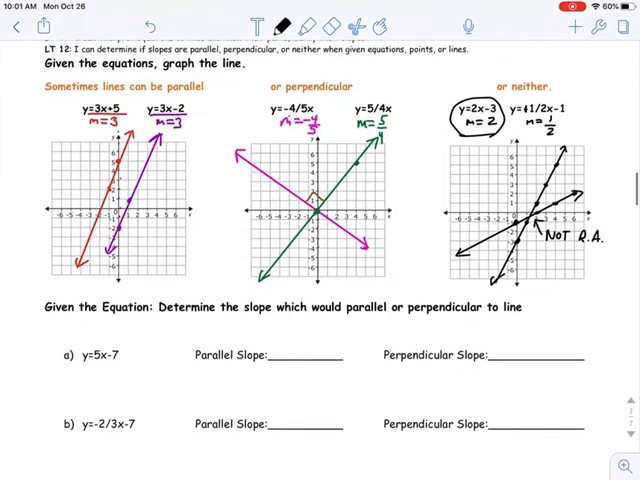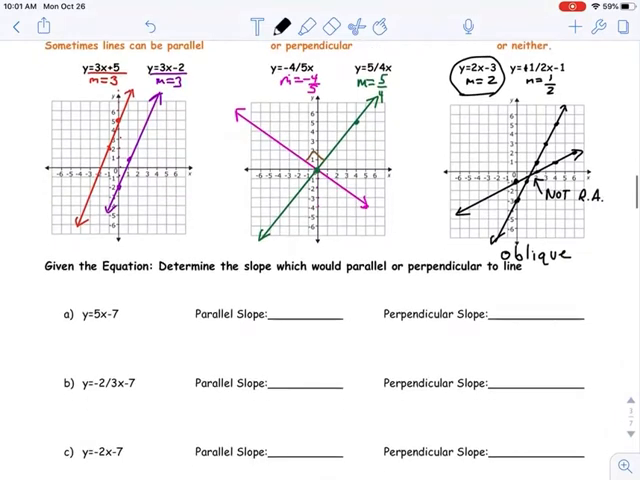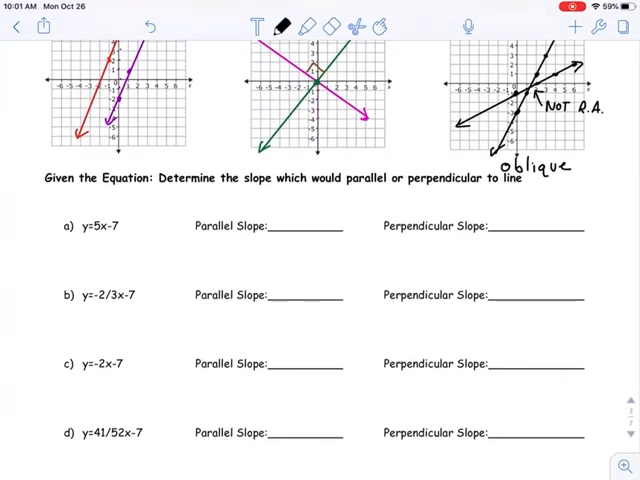All right, so there's just an example of parallel lines, perpendicular lines, and just intersecting lines. Just because they're not perpendicular doesn't mean they can't intersect. They still can. This is technically called oblique. They're intersecting at a slant. Nonetheless, all right? Given the equation, determine the slope which would be parallel or perpendicular to the line.